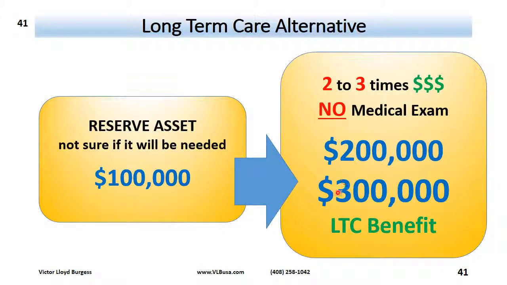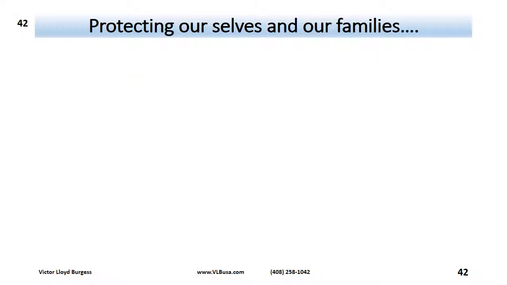Now, this is a fixed annuity, which has a long-term care benefit. No medical exams. It's all done over the telephone. But your $100,000, just by moving it over here, becomes 2 to 3 times that amount for long-term care benefits. Are you jumping on a roof right now?